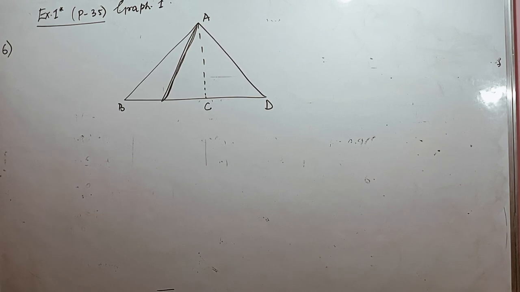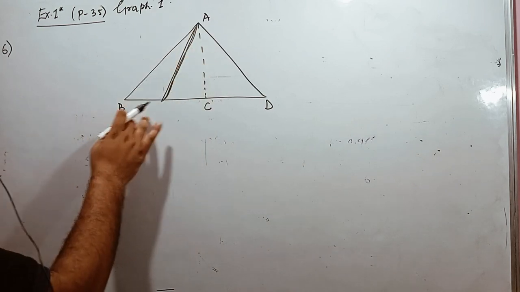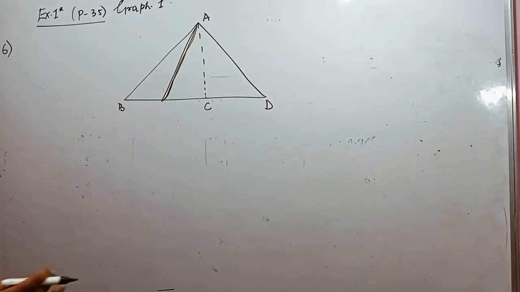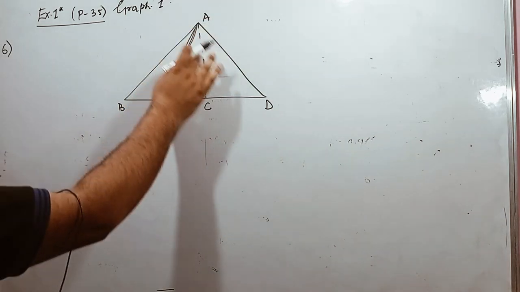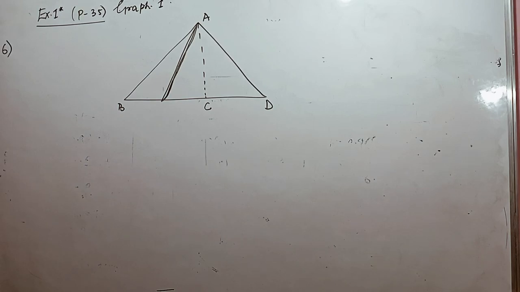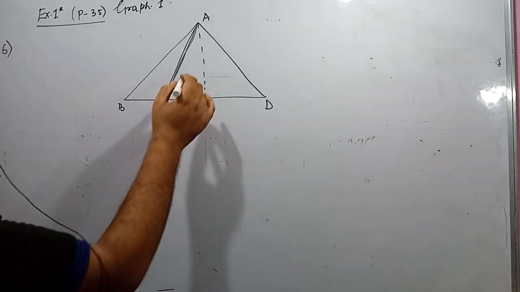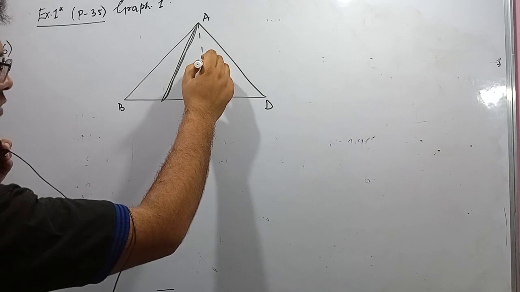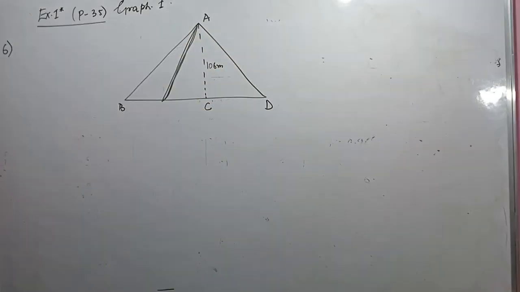The masts for the Millennium Dome were held up during construction by wire ropes as shown in the diagram. So this is the construction here, A, B, B, C, C, D, and you can see these are the wires. Wires AB and AD. So what is given in the question? We will see that A is 106 meter above the ground.